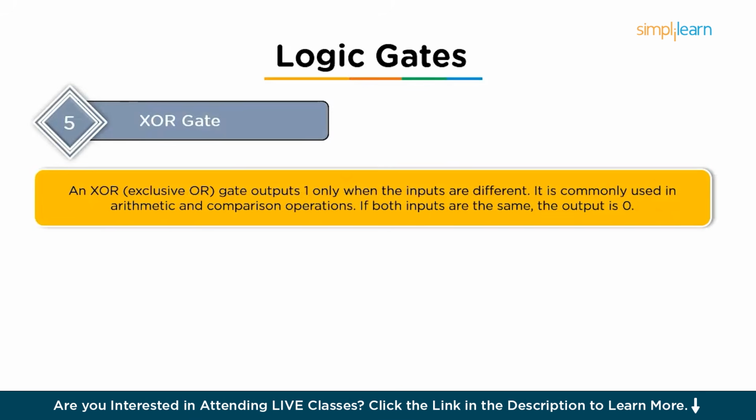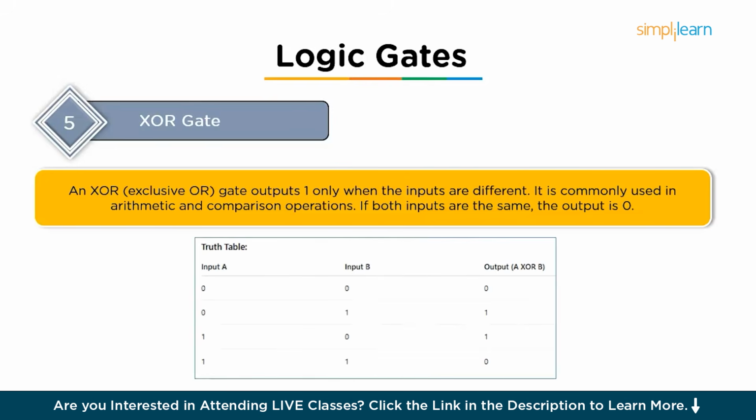Fifth gate is the XOR gate. An XOR gate, exclusive OR gate, outputs 1 only when the inputs are different. It is commonly used in arithmetic and comparison operations. If both inputs are the same, the output is 0. Here you can see if both inputs are the same, then the output will be 0. Here both inputs are the same, 1 and 1, then the output is 0. If both inputs are different, then the output will be 1, which is true.